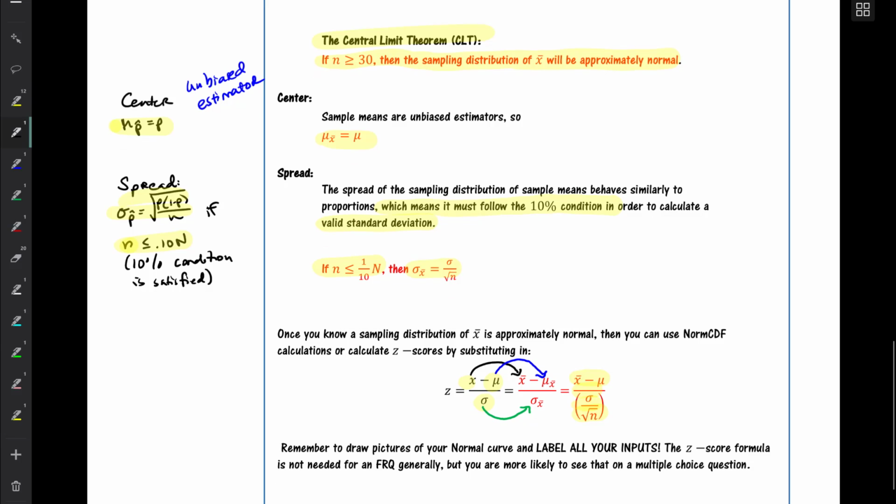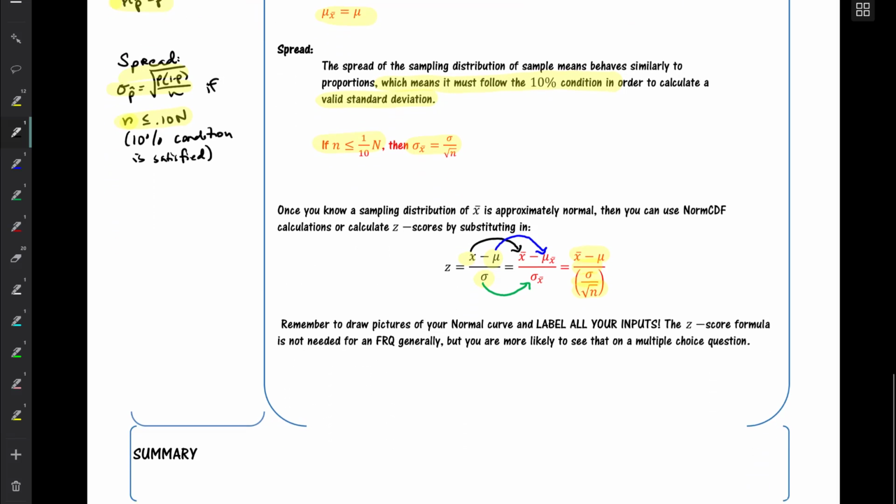Now, make sure to remember to draw any pictures of any normal curves that you are making and label all of your inputs when you're doing your normalcdf calculations. This z-score formula is not needed for an FRQ generally, but you are more likely to see that on a multiple choice question.